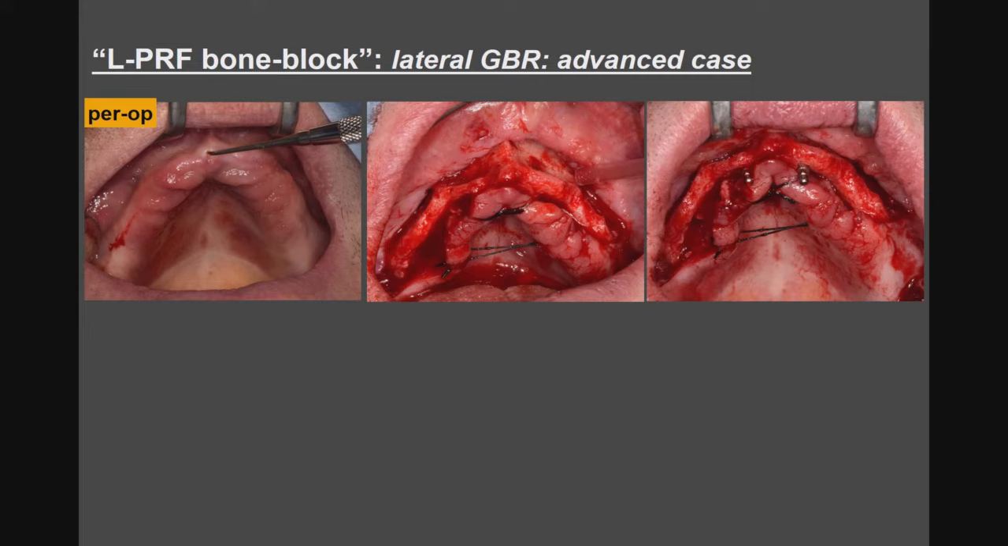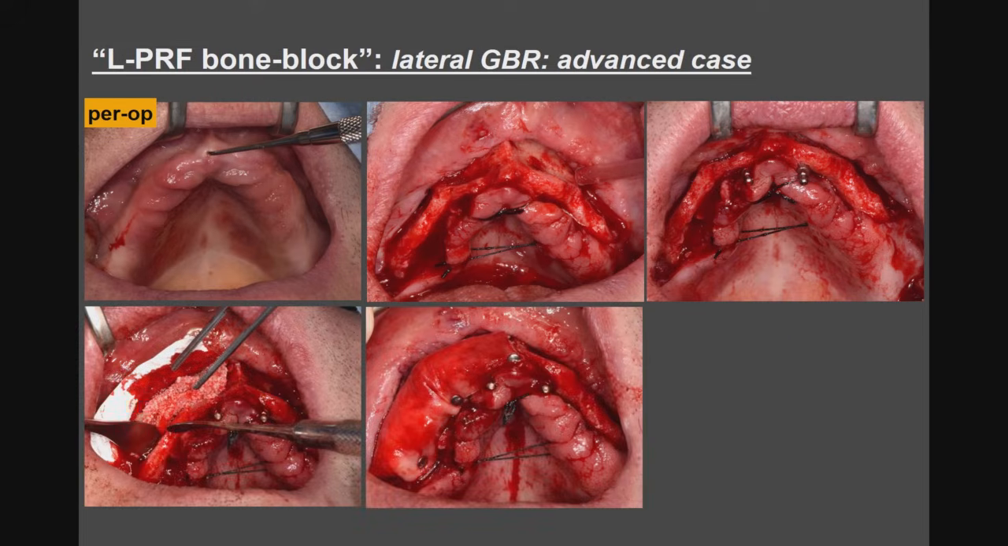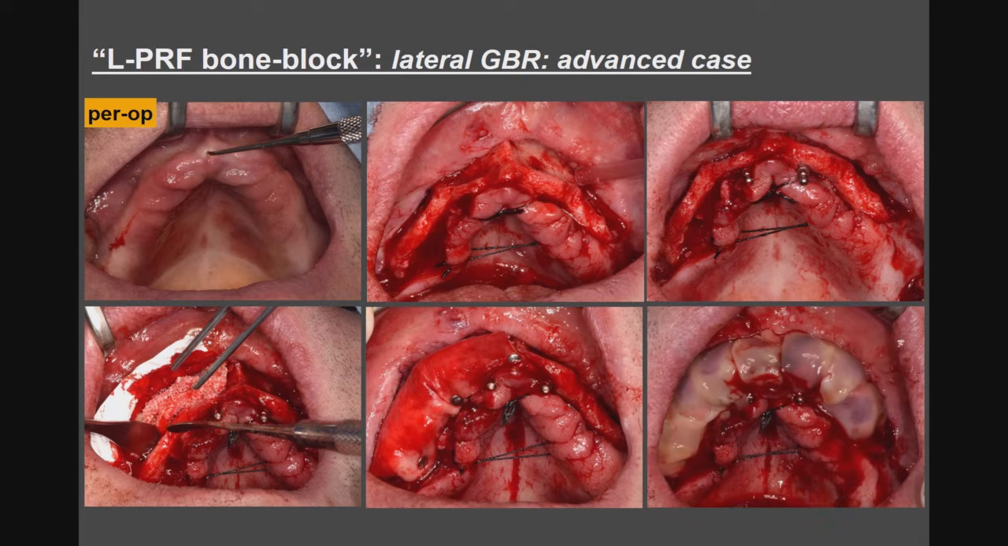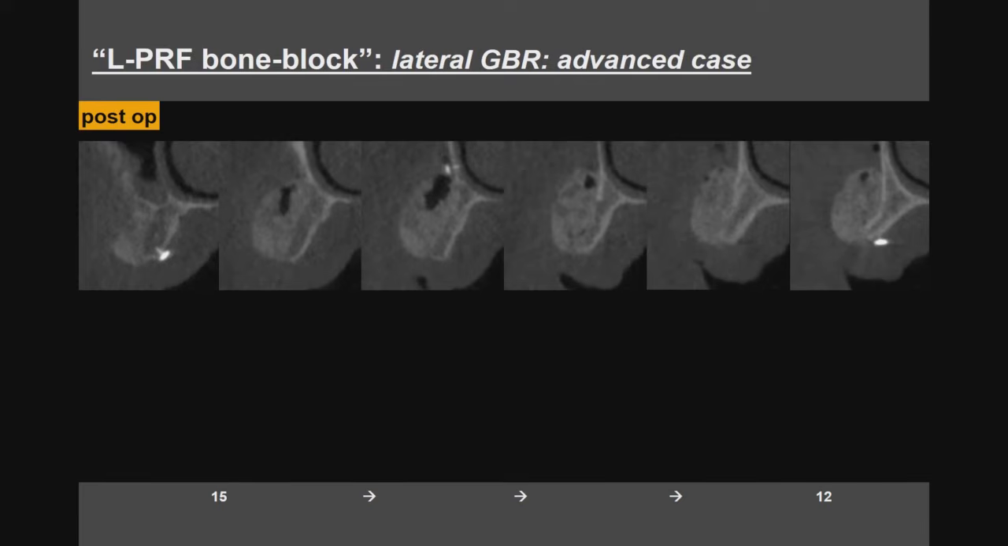Raising a flap, we inserted 2 narrow temporary implants to support the prosthesis, the application of the bone block, collagen membrane, the fixation of the collagen membrane, and then to cover it with the LPRF membranes. Here you see consecutive cross-sectional images from the first quadrant immediately after the intervention.